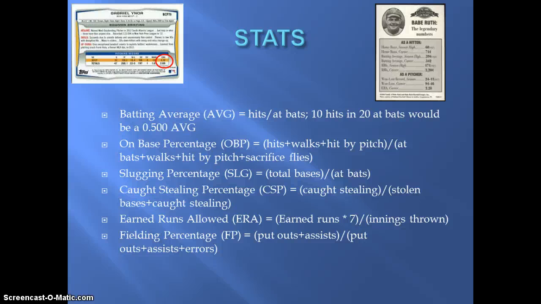Your earned runs allowed for pitchers is how many earned runs in a game times 7, because that's the average number of innings in a softball game, divided by innings thrown. Fielding percentage is how many putouts and assists divided by all of the fielding attempts.